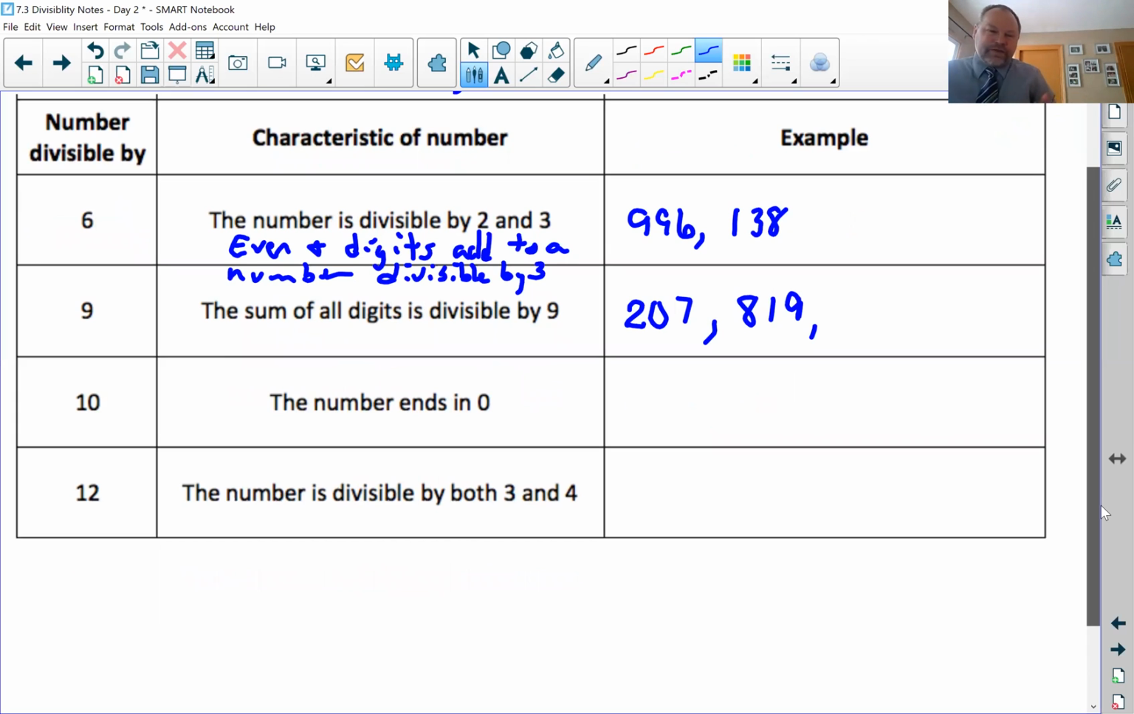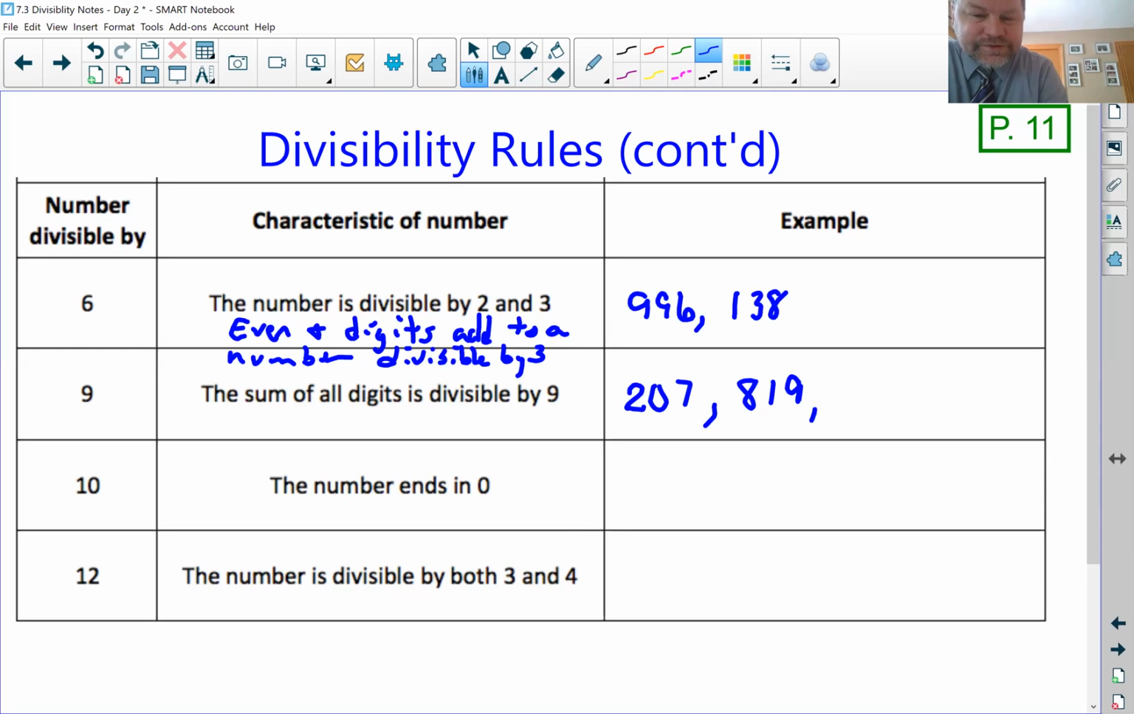Divisible by 10 if the number ends in 0. I think this is an easier one, especially to come up with examples. 20 is evenly divisible by 10. 1,950 evenly divisible by 10. 490 evenly divisible by 10. They all end in a 0.